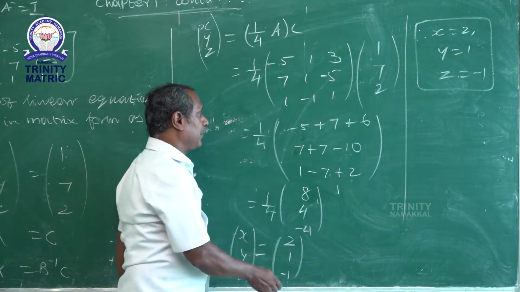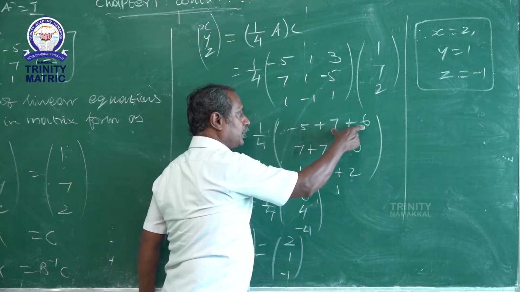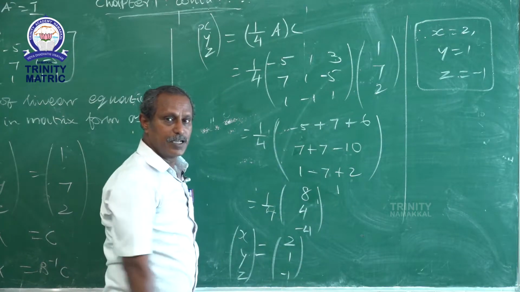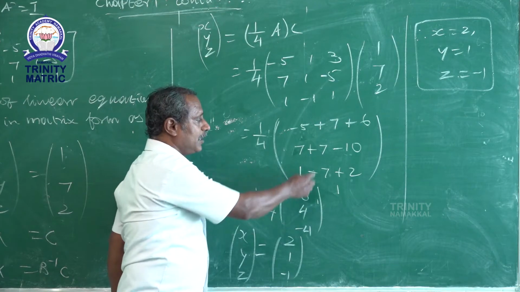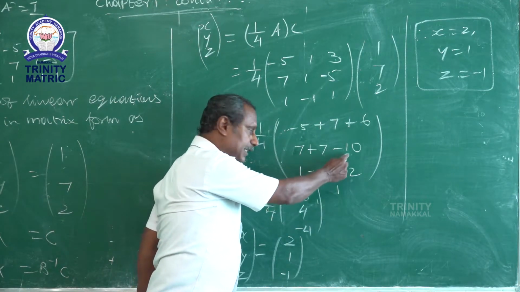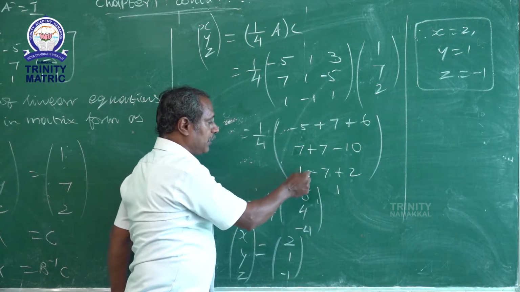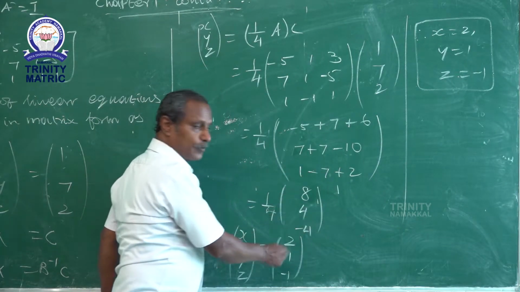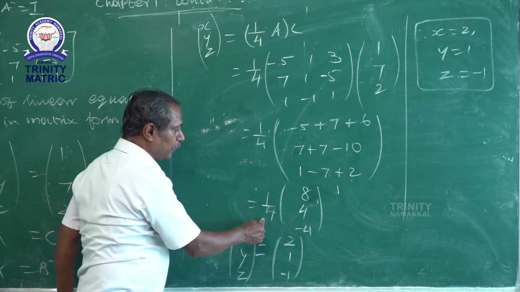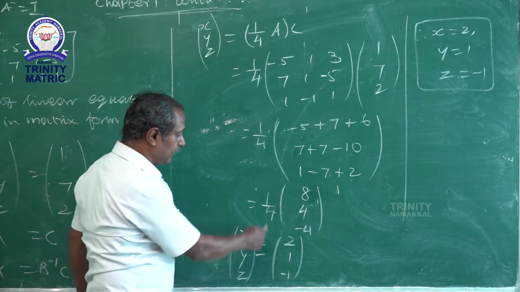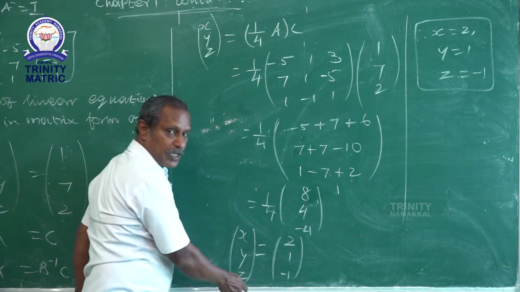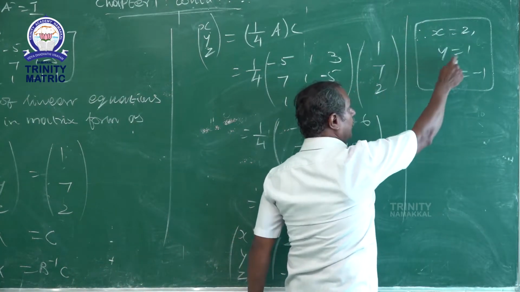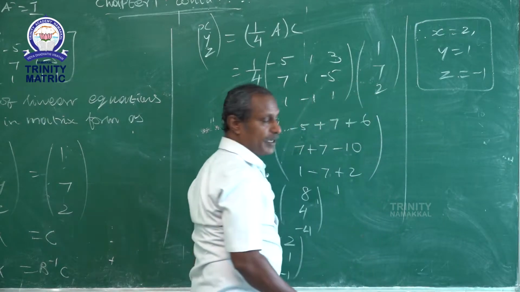We are already simplifying these things because we know how to simplify it: add the plus terms and subtract the minus terms. That is 7 plus 6 is 13, 13 minus 5 is 8. In the same way 7 plus 7 is 14, minus 10 is 4. Then 1 plus 2 is 3, minus 7 you will get minus 4. Then outside of the bracket you have 1 by 4, you multiply throughout the matrix, you will get 2, 1, minus 1. This is nothing but the solution of x, y, z, that is x equals 2, y equals 1 and z equals minus 1.